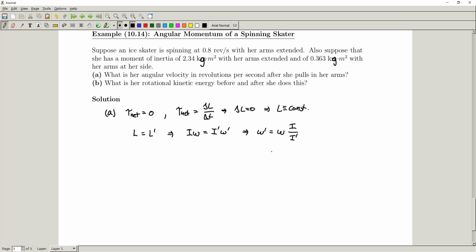And what is that? Well, we can substitute in numbers. We have 0.8, 2.34 over 0.363. Okay, and if we do that calculation, we're going to find that omega prime is equal to 5.16 revolutions per second. Okay, so be careful here.